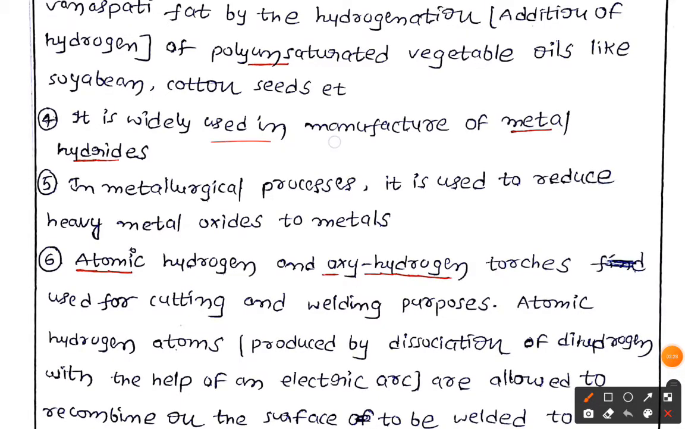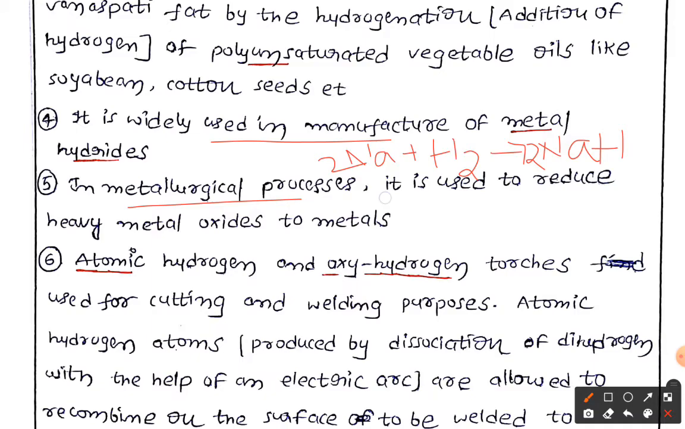It is widely used in the manufacture of metal hydrides. Already we saw sodium on reaction with hydrogen, a well-known example: sodium hydride. This is an ionic hydride, as we already came to know. Next, in metallurgical processes, it is used to reduce heavy metal oxides into metals. Already we saw an example.